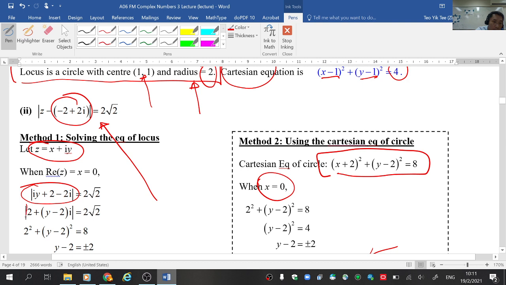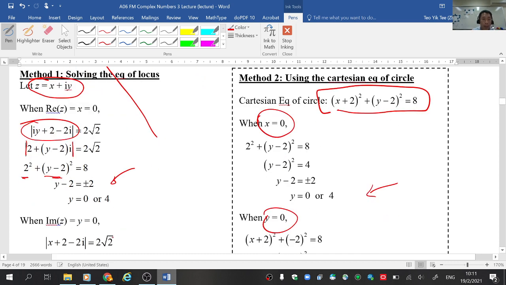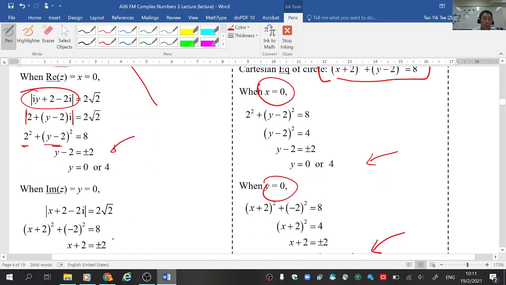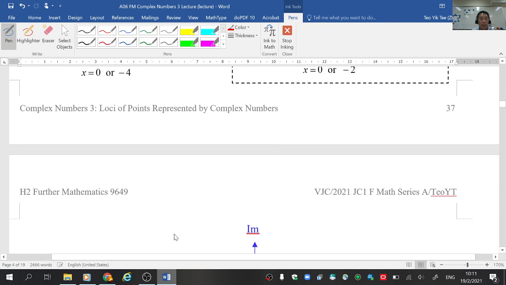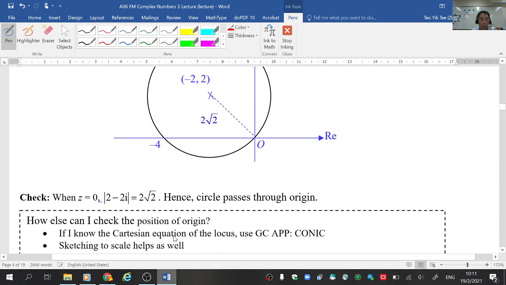Thereafter, you have this coming up. The modulus of 2 plus (y minus 2)i is equal to 2 root 2. The meaning of modulus is that I need to square the real part, square the imaginary part, and solve for y. Then when I'm trying to solve for the x-intercept, I'm going to put y equals 0, substitute z by x plus 0i. Same thing, solve, and you will be able to get what you want. Okay, so that will be your second question, second part.